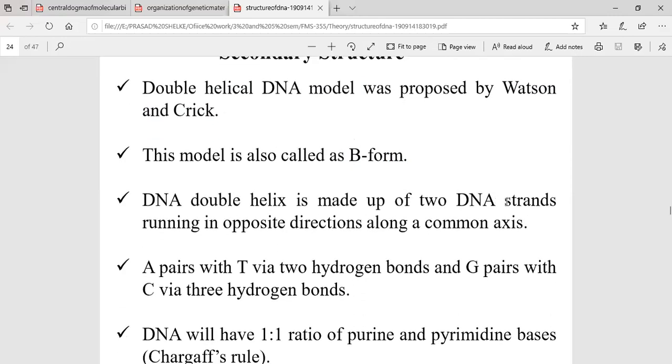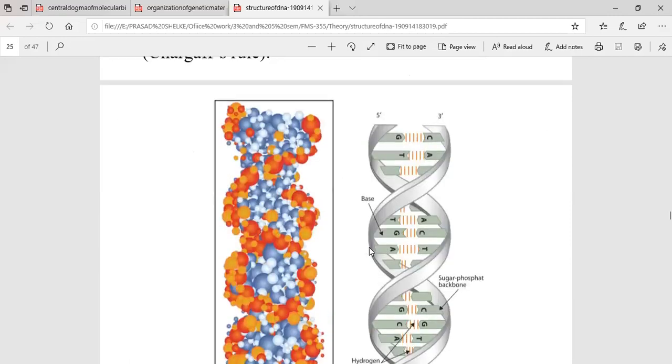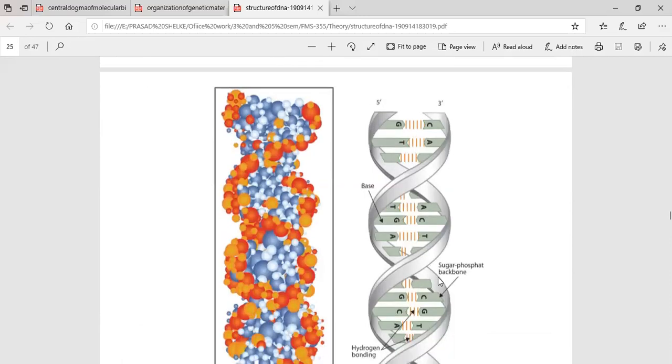So the DNA double helix is made up of two DNA strands running in opposite direction. So it should be considered here that these nucleotide strands run in opposite direction, that is the anti-parallel direction. The first strand is coming from this side, then the second is coming from the downside. And then these nucleotides are bonded with hydrogen bonding to each other. Here you can see that these two strands are running in opposite direction.